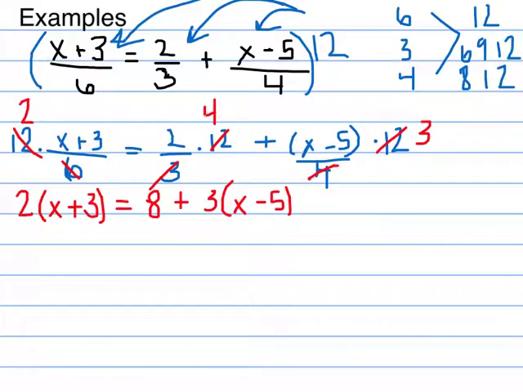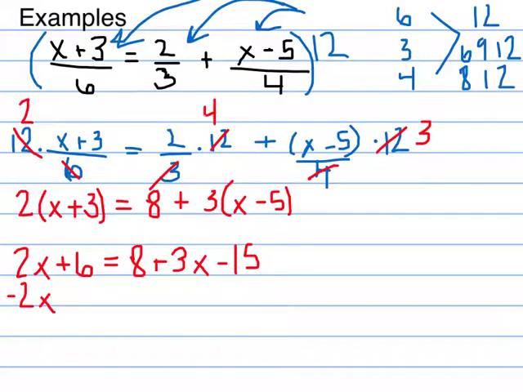We are going to distribute and combine like terms. So we have 2x plus 6. Make sure you distribute that 2 all the way through. Equals 8 plus 3 times x is 3x, and 3 times negative 5 is negative 15. So let's combine like terms. I personally like to bring the smaller x where the bigger x is, so that I don't have to deal with negatives. So I'm going to subtract that 2x. And then I have 8 minus 15. Actually, let's do this step first.